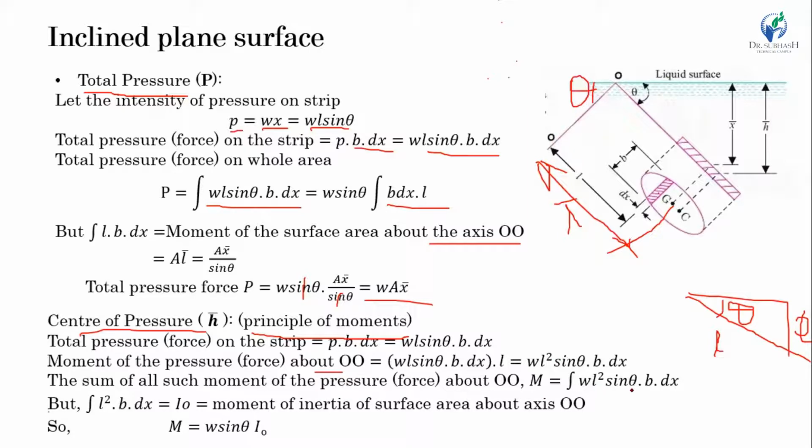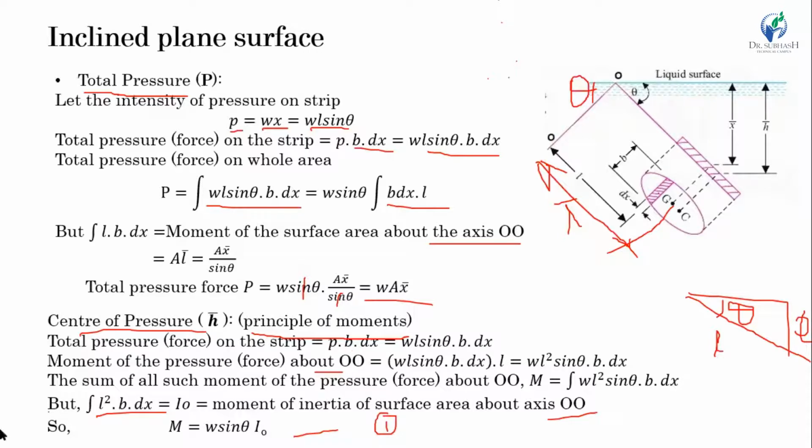So again, W L square sin theta into B dx. Here, L square B dx is nothing but the moment of inertia of the surface area about the axis OO. So M equals W sin theta into I0. It is the total moment, or the summation of moments of all such components, with respect to OO. Let's give it equation number 1.